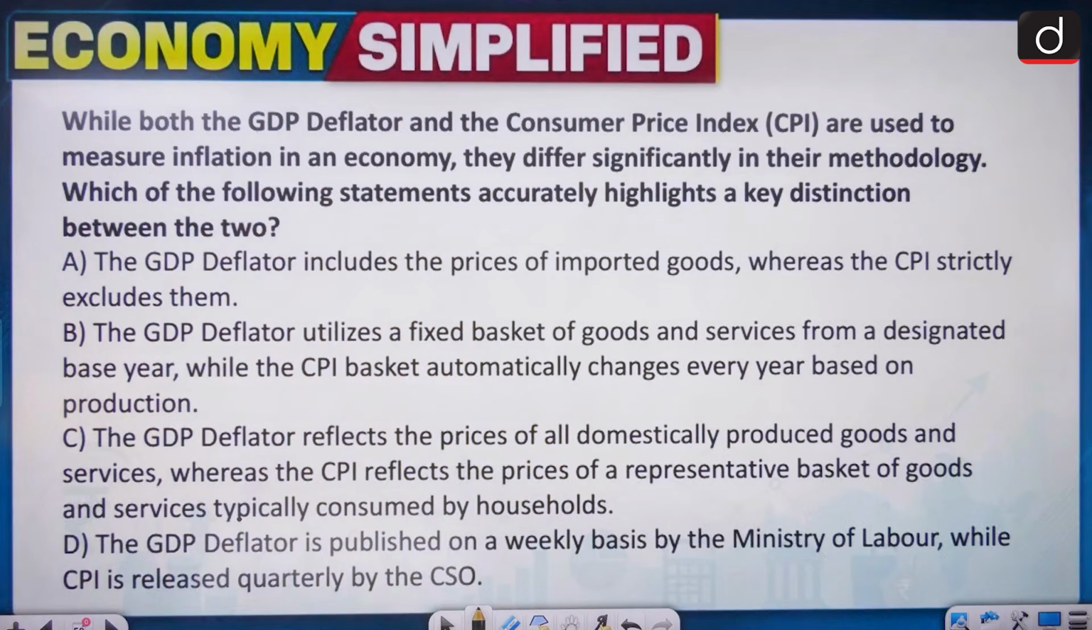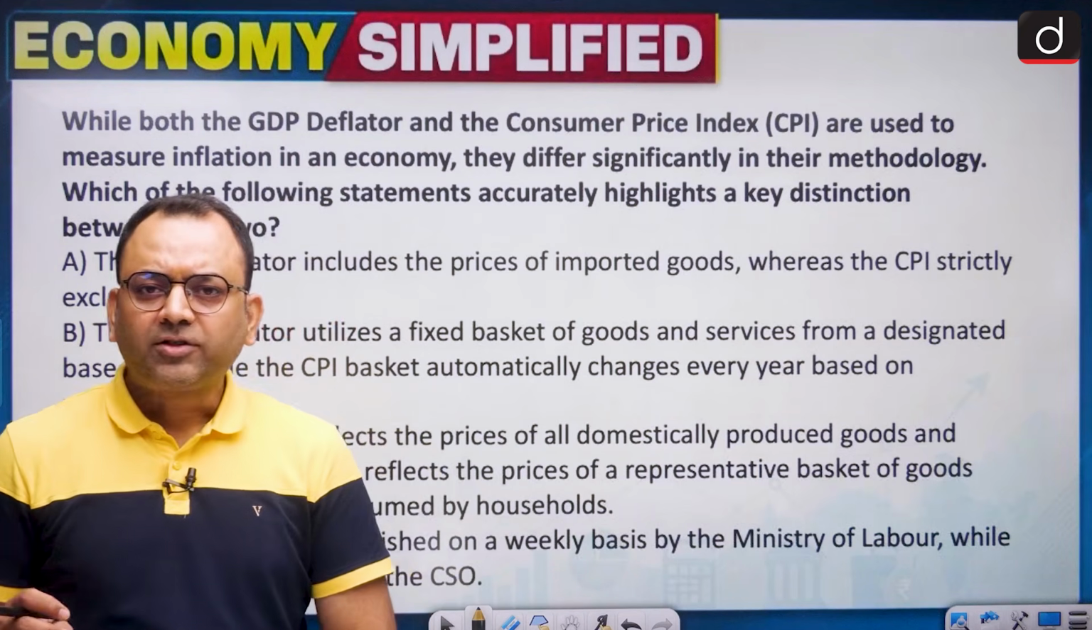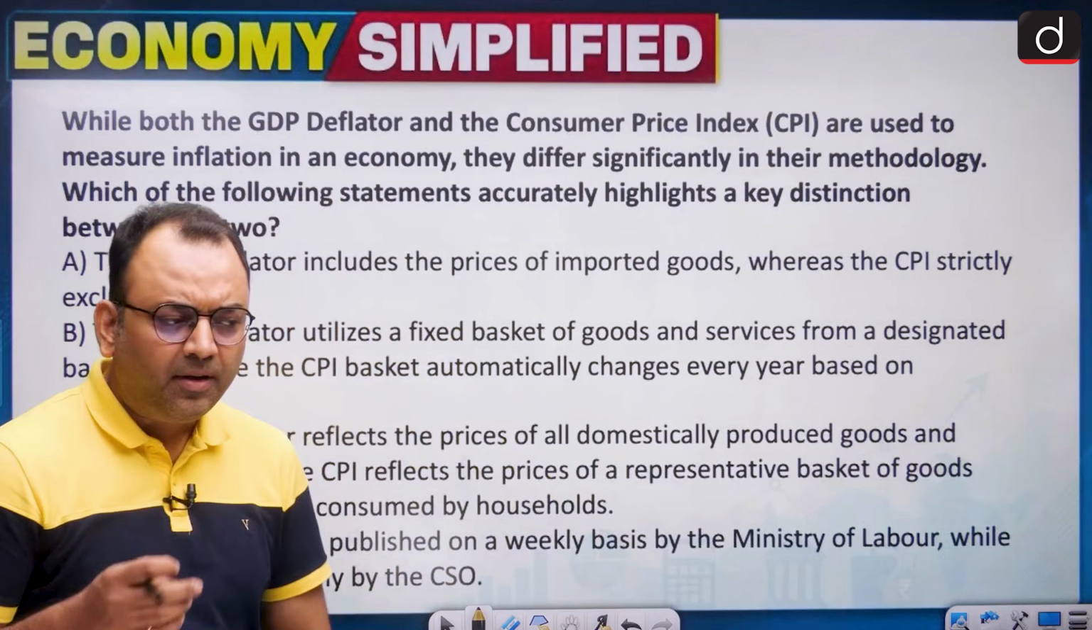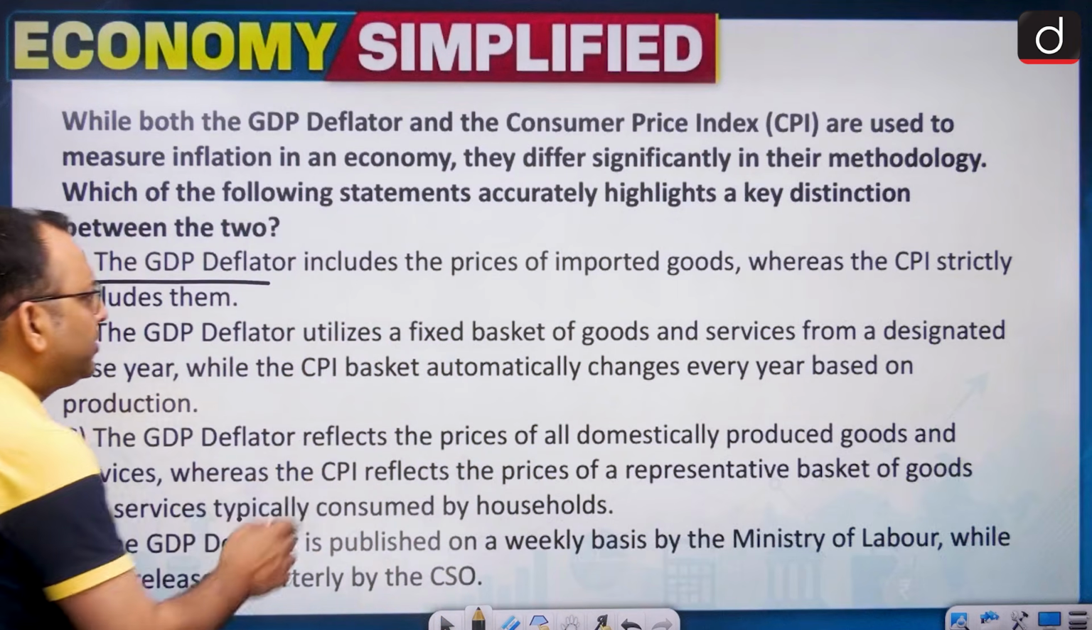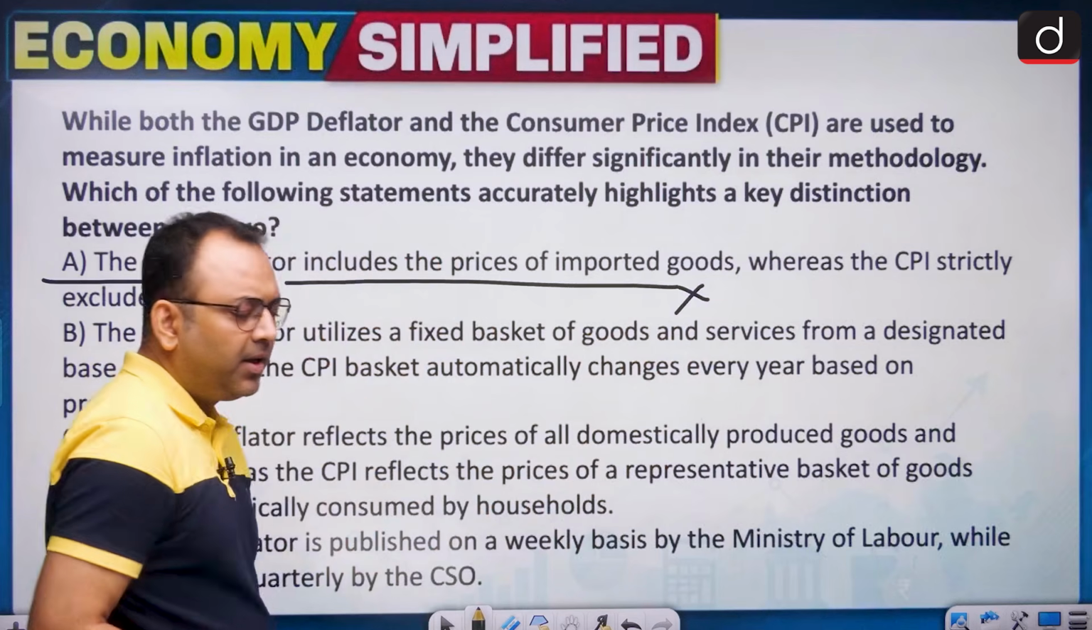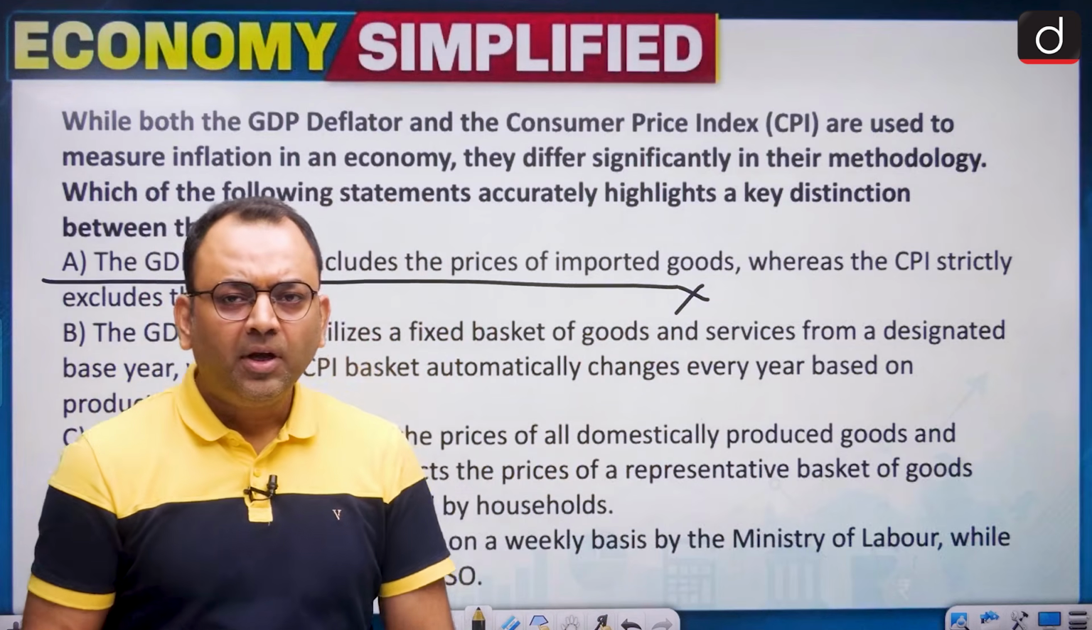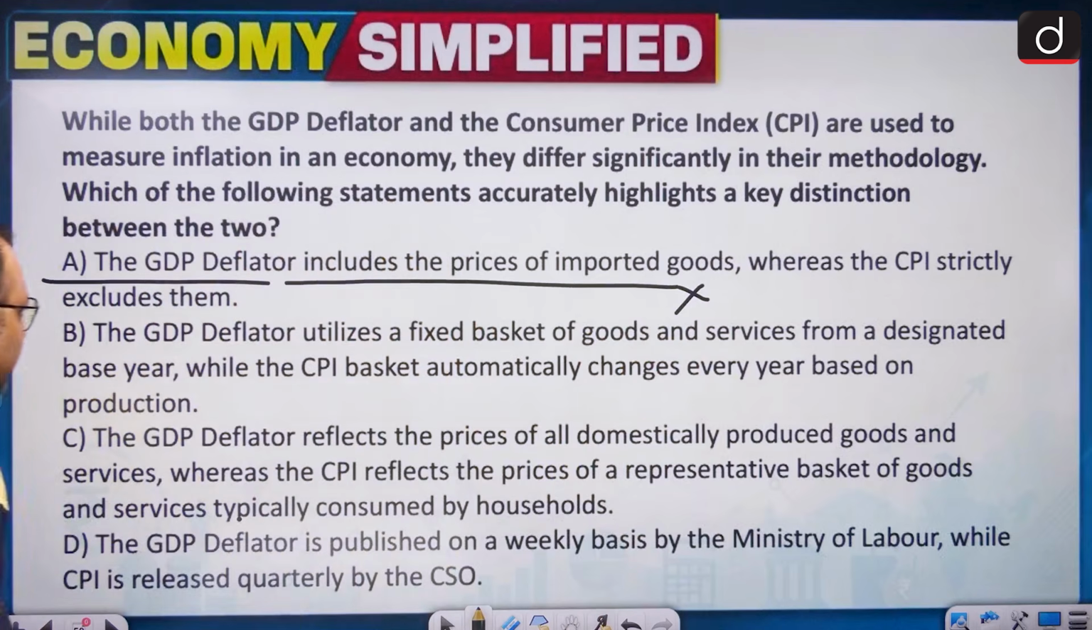Let's have a look. While both the GDP deflator and the CPI are used to measure inflation in the economy, they differ significantly in their methods. Which of the following statements accurately highlight a key distinction between the two? You see, as I said in the beginning of the discussion, GDP excludes imports and hence the GDP deflator will not have imports. The statement "the GDP deflator includes the price of imported goods" is incorrect because GDP itself excludes all the imports, because GDP is about the production in the country. This is incorrect, right?